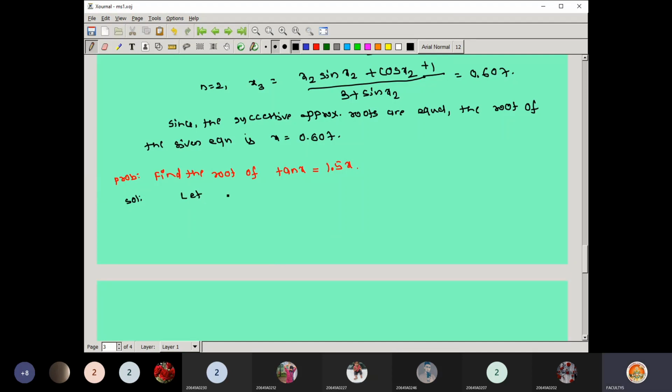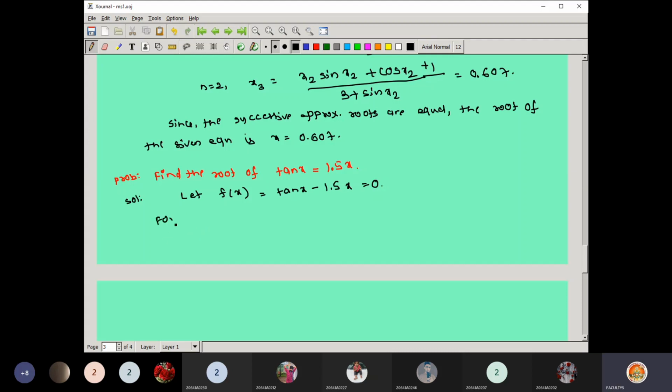You start with f of x equal to tan x minus 1.5 x, that is equal to 0. That is your given function for the algebraic transcendental equation. So now you are selecting real numbers.